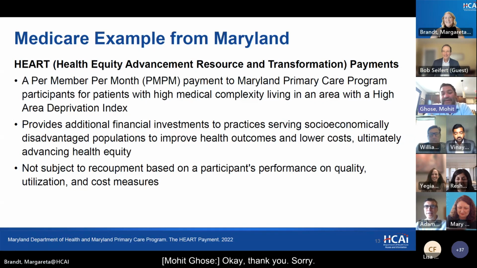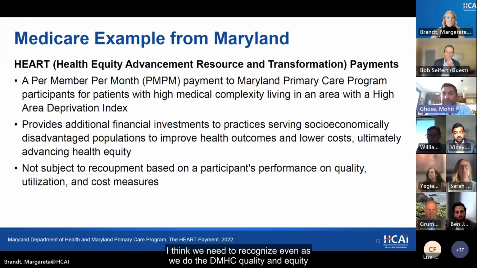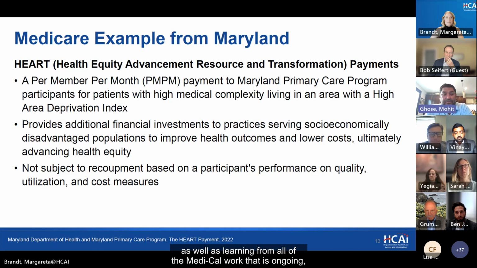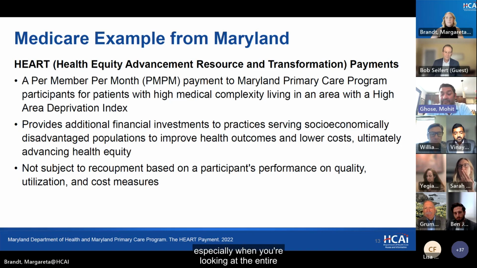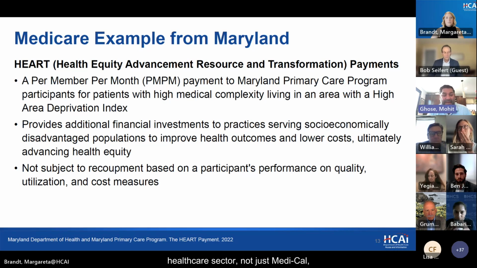Okay, thank you. The data issue here seems to be looming large. I think we need to recognize, even as we do the DMHC quality and equity work on the 12 measures plus the one CAPS measure on that side of the house, as well as learning from all of the Medi-Cal work that is ongoing, that it's still pretty difficult to get to a RELD SOGI data set that we feel completely comfortable about. So any thoughts, especially when you're looking at the entire healthcare sector, not just Medi-Cal, on how do we enhance that data collection?